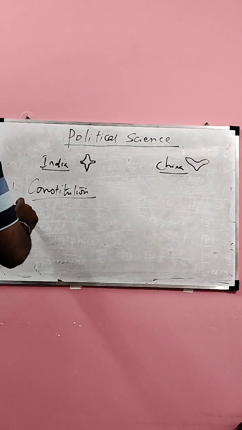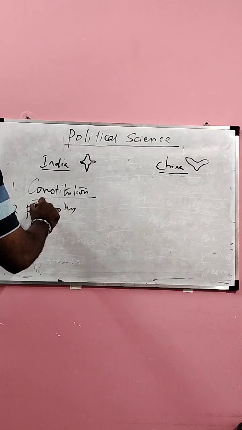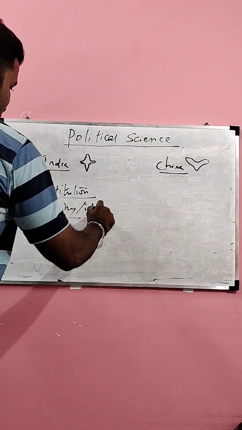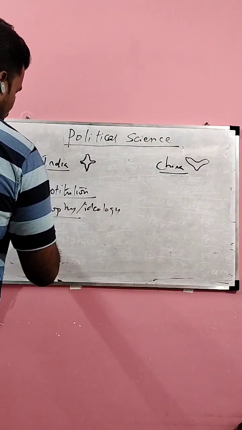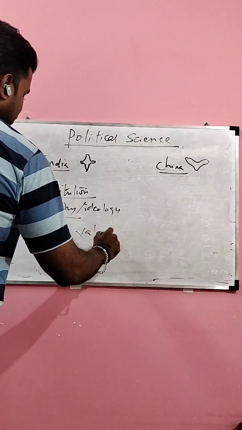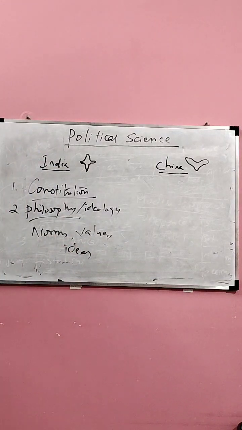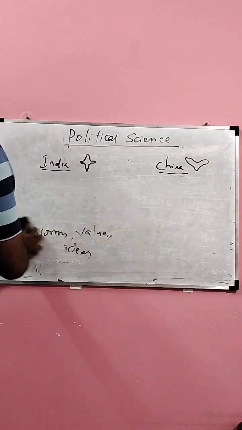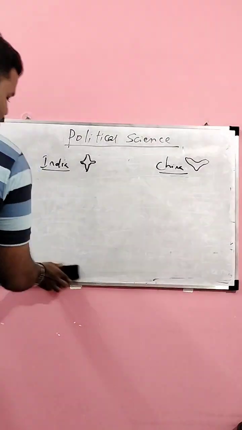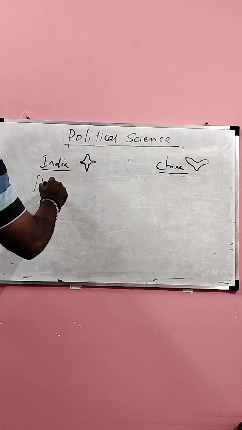Secondly, it takes into account philosophy, ideology. It takes into account norms, values, ideas. Now let's compare India and China based on these aspects. When you look at the constitution of India, India is called a democracy.